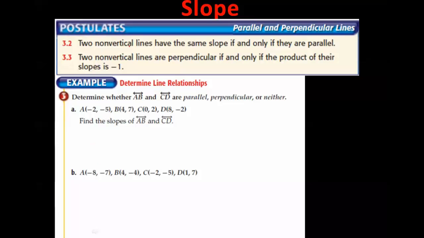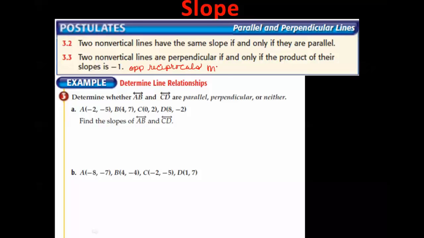Now, this is the postulates for parallel and perpendicular lines. It says two non-vertical lines have the same slope if and only if they are parallel. So basically what we're saying is if you've got a set of parallel lines, they're going to have the same slope every time. If you have perpendicular lines, the product of their slopes will always be negative 1. And another way to look at this is that you're going to have opposite reciprocals.